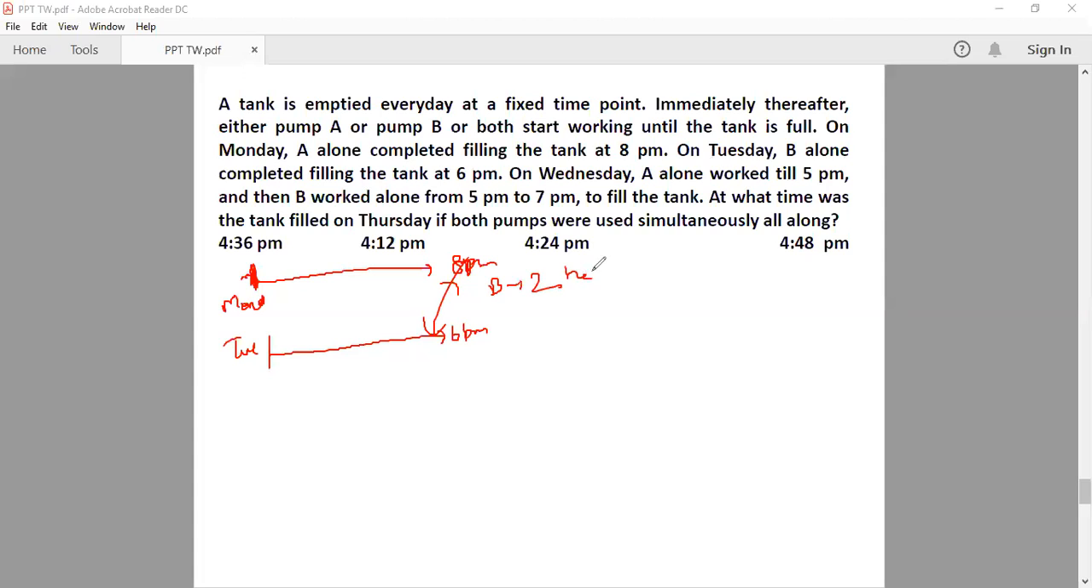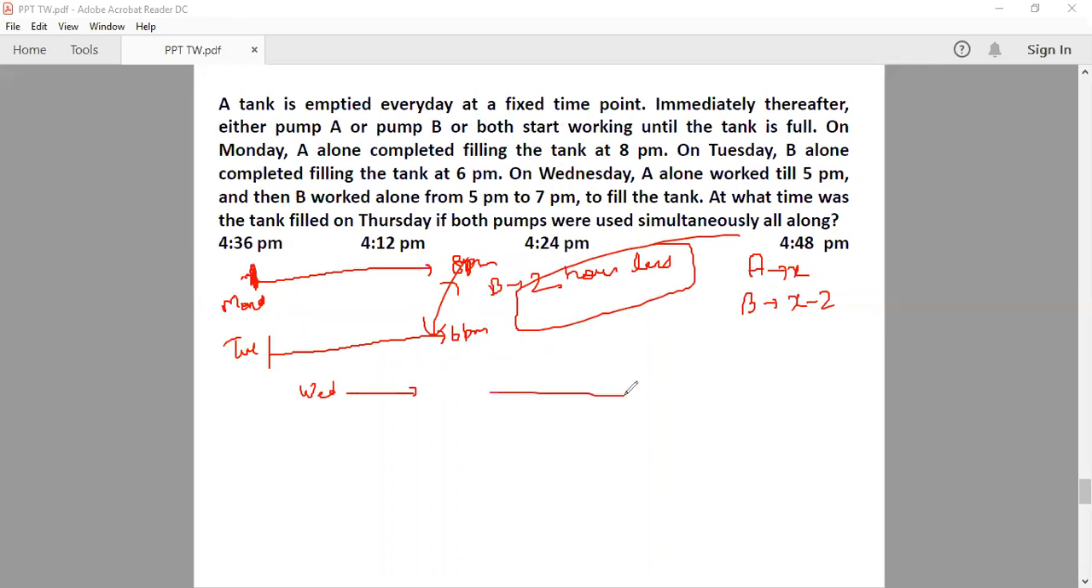B took 2 hours less. Since B took 2 hours less, तो यानी कि अगर A का टाइम x hours है तो B का टाइम x minus 2 hours है. Similarly, it is also given to me that on Wednesday, A worked until 5 PM and B worked from 5 to 7 PM and finished the work.